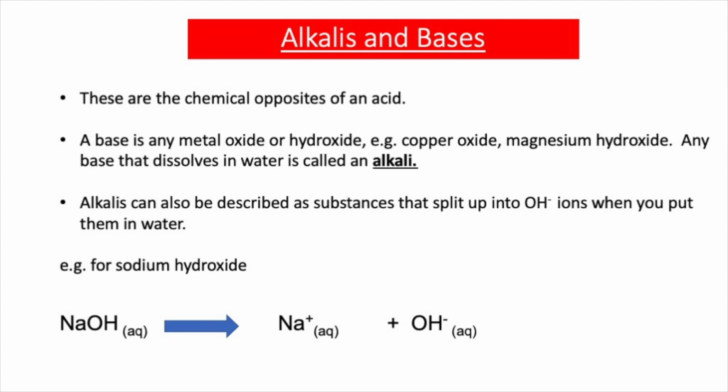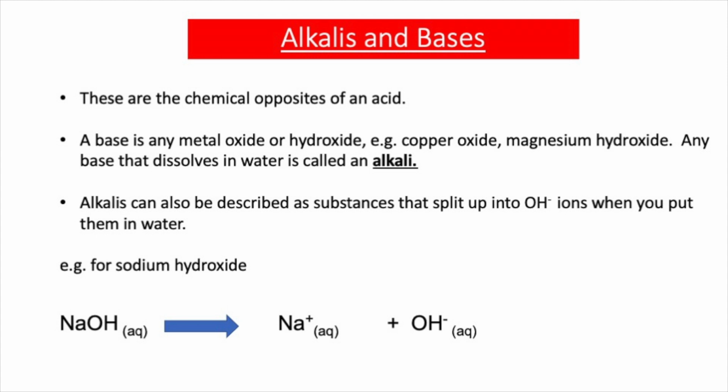Now, you'll notice that NaOH in this equation splits up into Na plus ions and OH minus ions. And the difference between an alkali and an acid is that the alkali will split up into OH minus ions when you put it in water, and the acid will split up into H plus ions. Now, when an acid and an alkali react together, it's the H plus ions from the acid that react with the OH minus ions of the alkali. A neutralization reaction takes place, and we produce water.